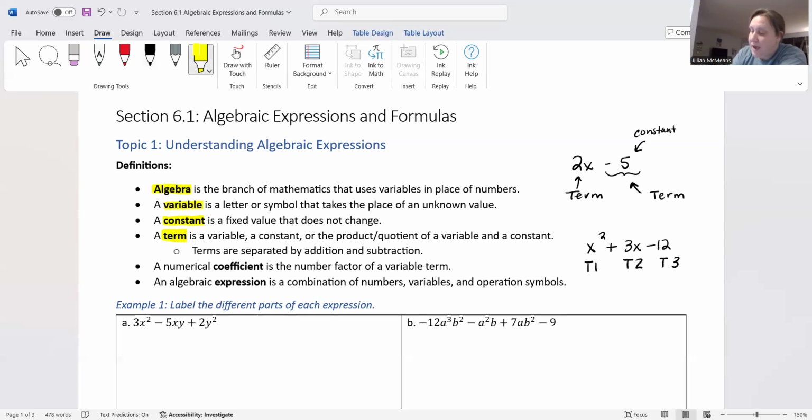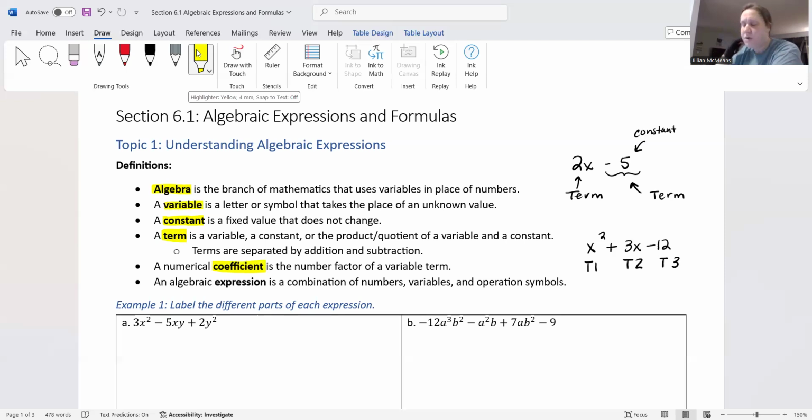And then next up, we have a numerical coefficient. We generally just call it a plain old coefficient. In the previous definition, I told you that a term can be a variable by itself, a constant by itself, or you can multiply a variable and a constant. But when you do that multiplication or division, that number is no longer a constant. It's no longer a fixed value. Instead, it can become a coefficient or part of a coefficient. So a numerical coefficient is the number factor of a variable term. When we use the word factors, those are things that are being multiplied. So if we have a variable term, that variable has been multiplied by some number. The number that we multiply the variable by becomes the coefficient.